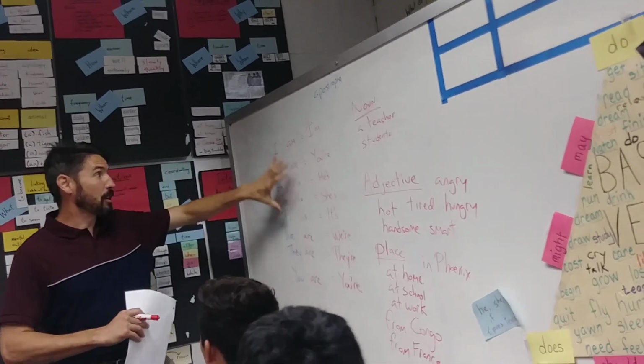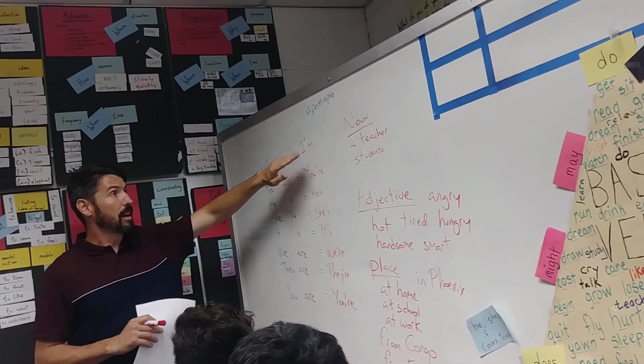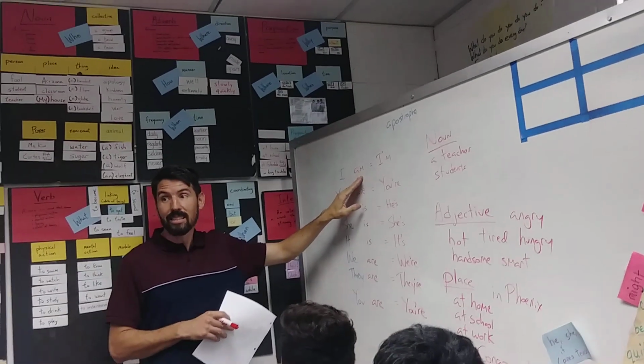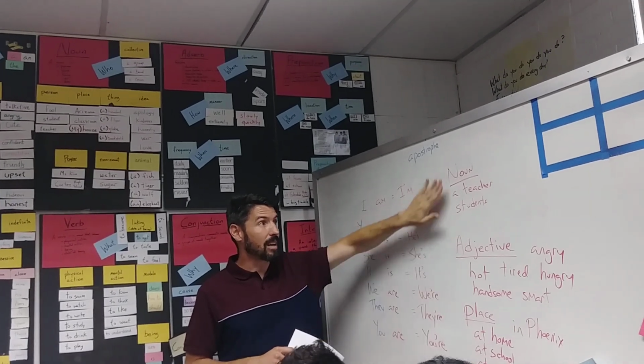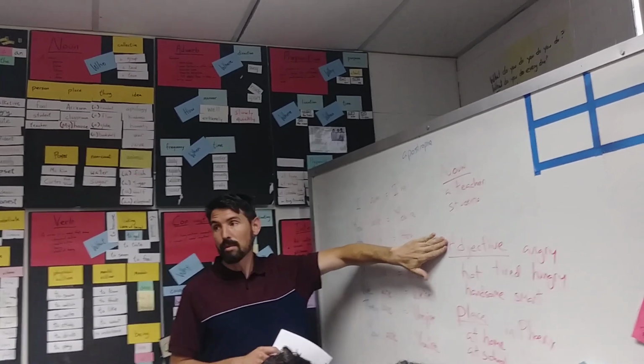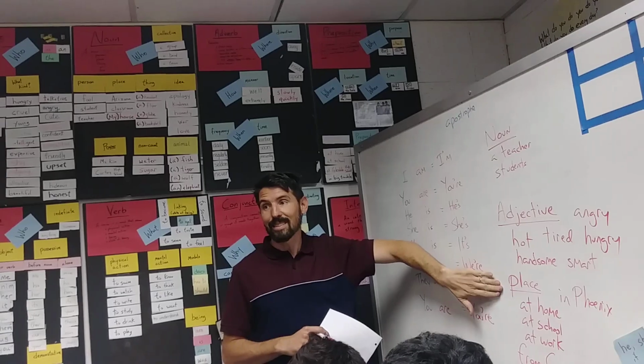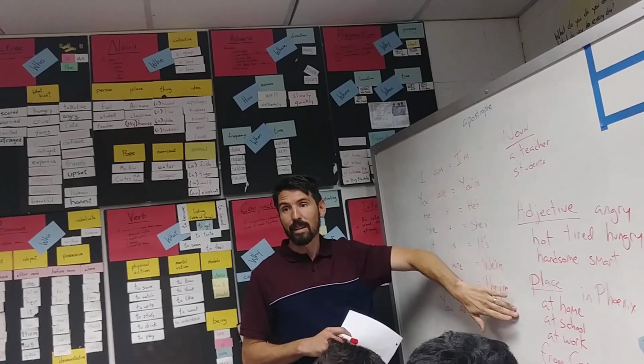Okay. So I want you to remember this. When we have these to be verbs in the present tense, okay, they're going to be followed by one of these: a noun, an adjective, or a place. Noun, adjective, or a place.